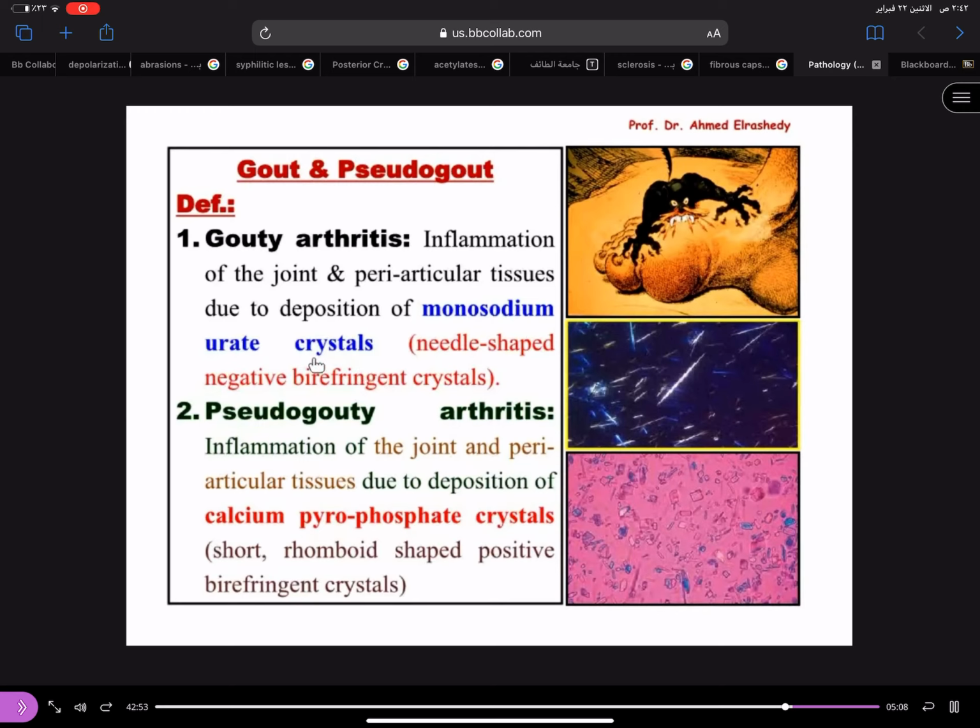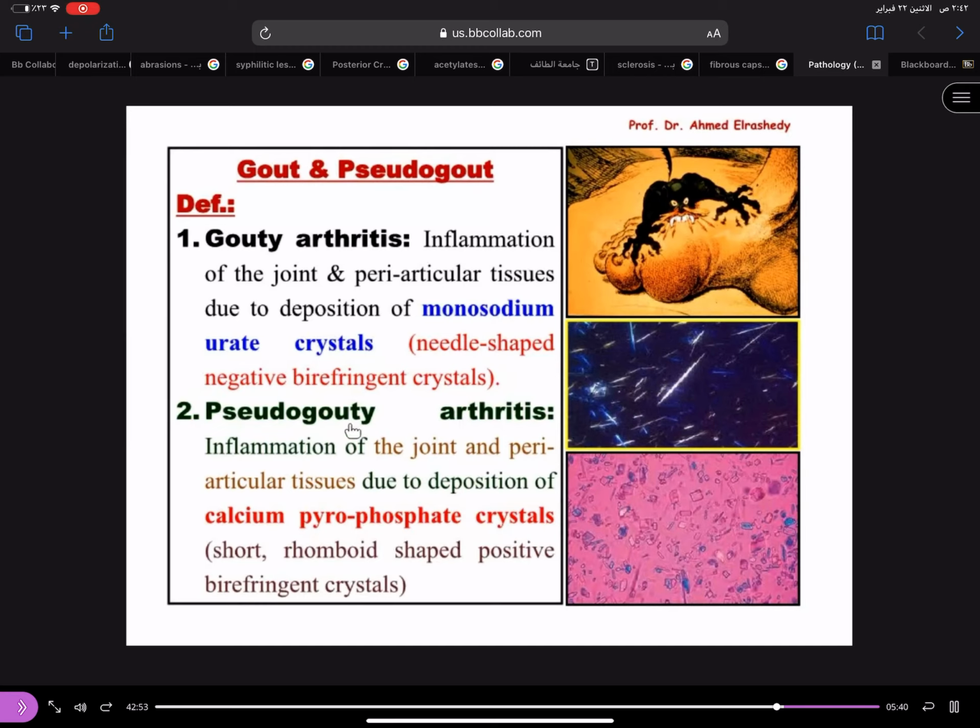Okay, so these crystals are needle-shaped, negatively birefringent crystals. So these are needle-shaped crystals, just like a needle, if you see. And under polarized light, they appear birefringent. Okay, so don't get worried about this word, but these glow under the light. So in the lab they can see and label, okay, these are urate crystals.